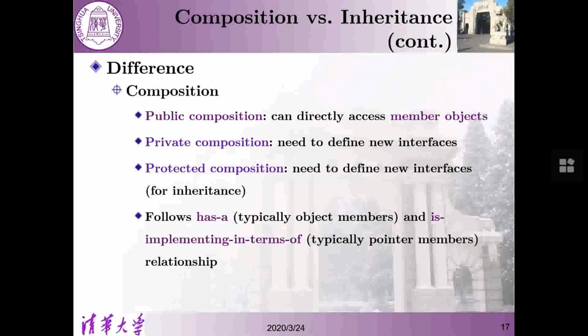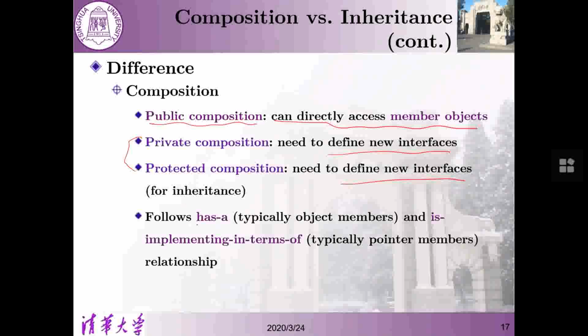For differences, for composition, public composition can directly access member objects. So we already know that, because it's public. Public members can be accessed. Private and protected members cannot be directly accessed. We have to define new interfaces, right?